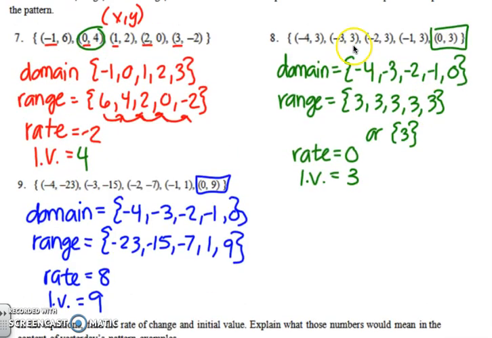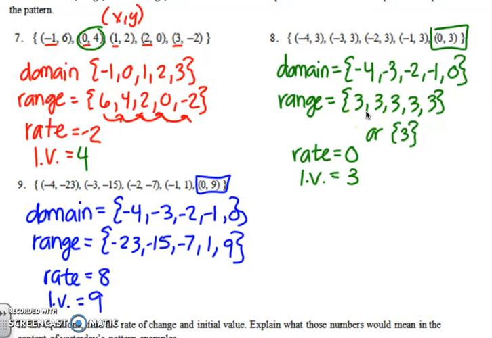Number 8, again for the domain, it's your first number that you see. So it's going to be -4, -3, -2, -1, and 0. For range, it's your second number. So notice it's 3, 3, 3, 3, 3. So we have a lot of 3's. So instead of writing 3 over and over again, you could just say the range is a 3, because it was just that one number.